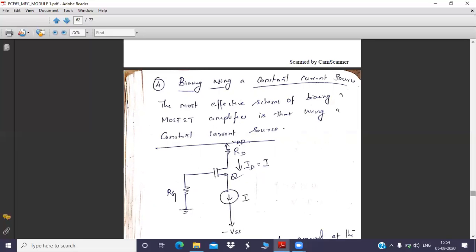And in the third case, instead of using RS, here we are using RG as the feedback resistor, which is offering the degeneration action. Now coming to the fourth case, by using a constant current source. So out of these four biasing techniques, the most promising approach, or the most efficient technique, is your constant current source biasing method.